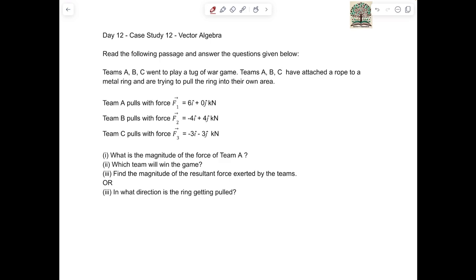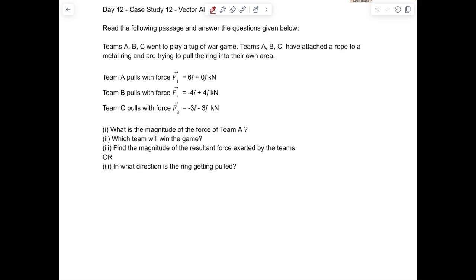First subdivision. What is the magnitude of the force of Team A? So magnitude of F1 is equal to square root of 6 square plus 0 square, which is root 36, that is 6 kilonewton.